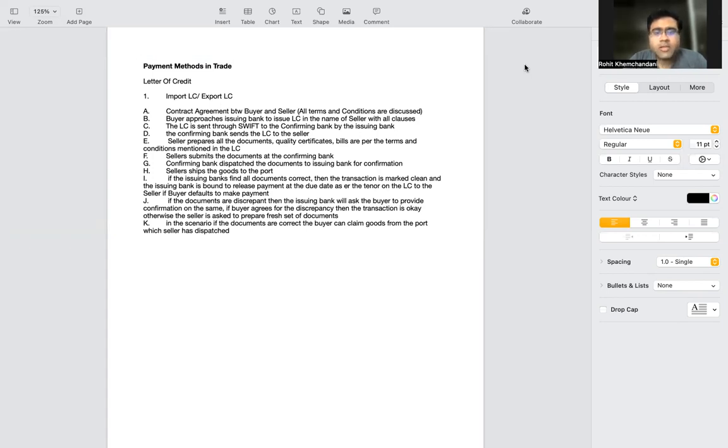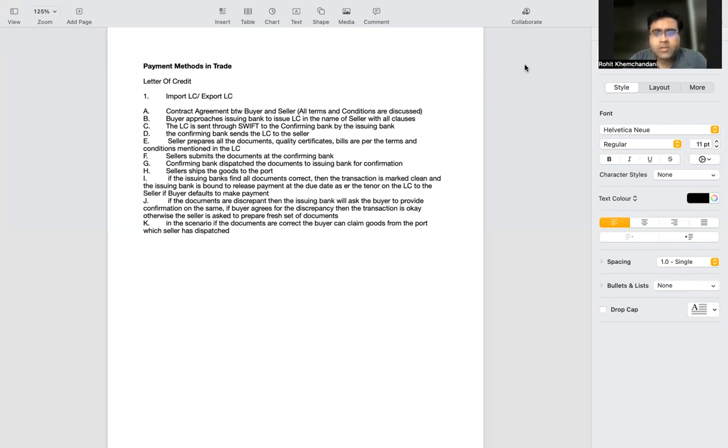The issuing bank will check all the terms and conditions according to the LC: whether all the documents are prepared as per the list given by the buyer, all the terms and conditions are fulfilled, all the quality checks are done and all the documentation is okay. Now there can be two scenarios. If all the documentation is correct and the issuing bank sees that the bills and everything are prepared as per the terms and conditions mentioned in the original LC, then the documents will be marked clear.